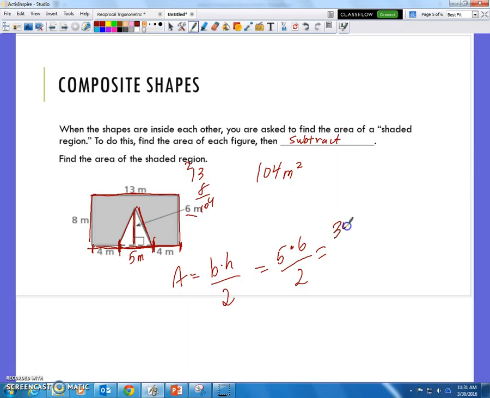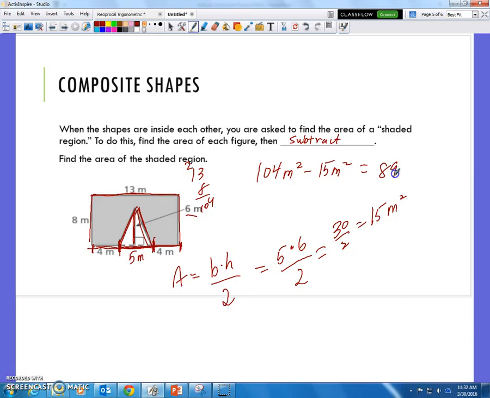So I have 30 over 2, which is 15. So I have 15 meters squared for the area of the rectangle. Now, keep in mind what we're trying to do. We don't want the area of the rectangle, or the area of the triangle included. We have the entire area, including the rectangle, but we're going to take out the triangle because that's not part of the part we're trying to find. And subtract 15 meters squared from that.